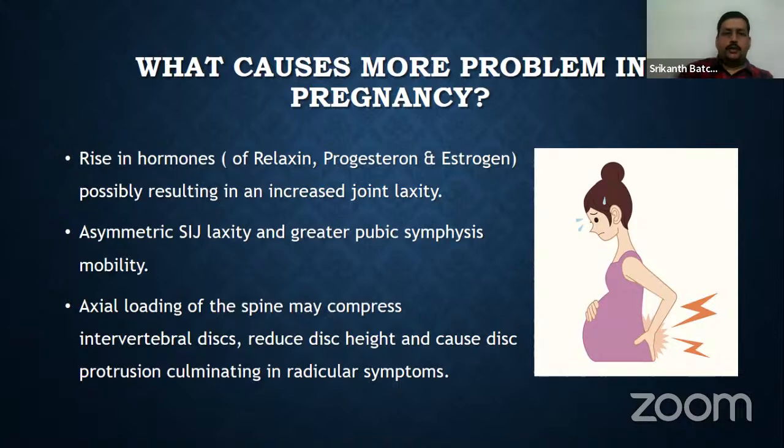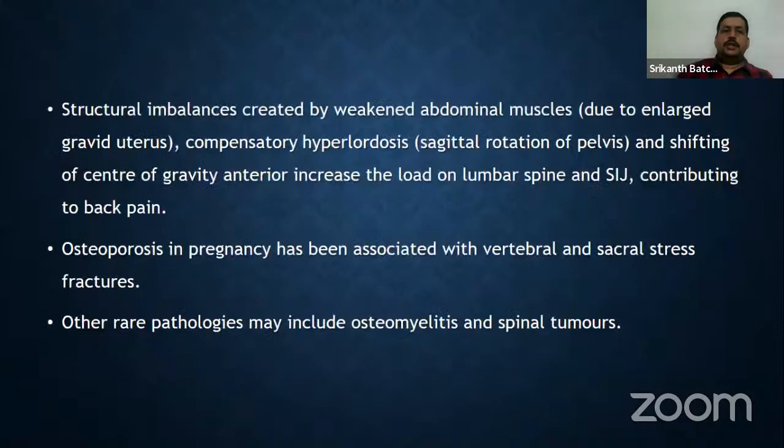Then the axial loading of the spine will compress the intervertebral disc, reduce disc height, and cause disc protrusion, culminating in radicular symptoms. Short stature and overweight gained during pregnancy will increase this risk of disc herniation more. The structural imbalances created by weakened abdominal muscles due to the gravid uterus, compensatory hyperlordosis, sagittal orientation of the pelvis, and the center of gravity being pushed anteriorly increase the load on the lumbar spine and SI joint, contributing to the back pain.